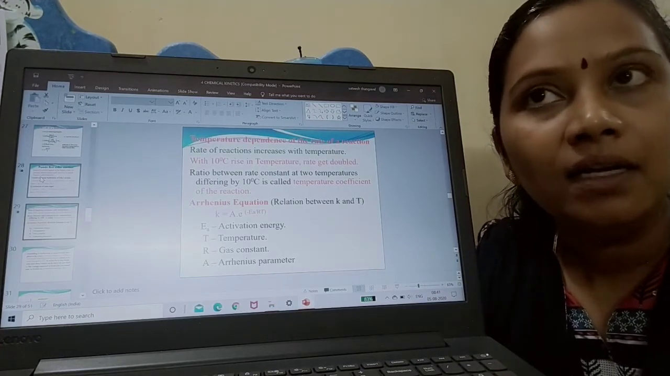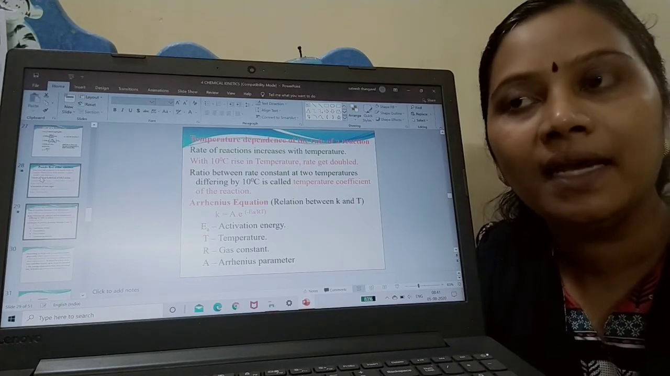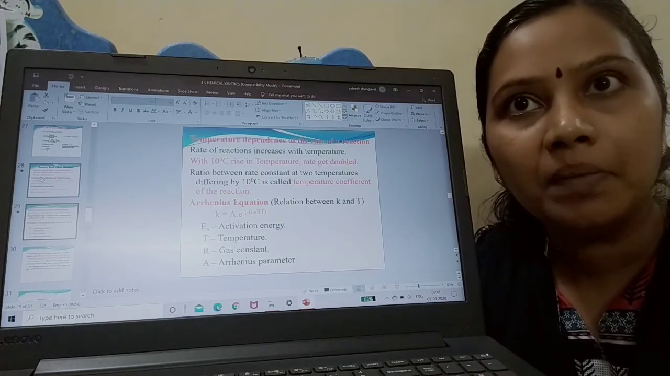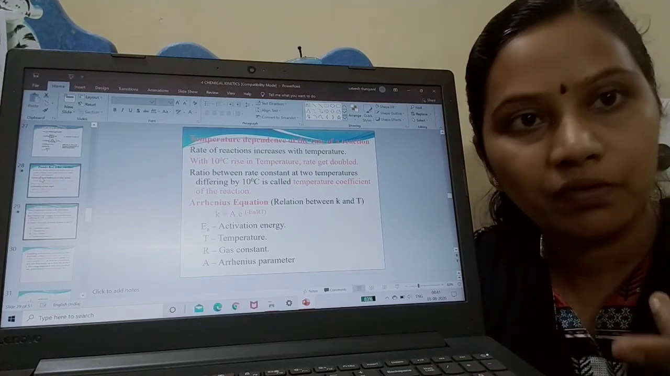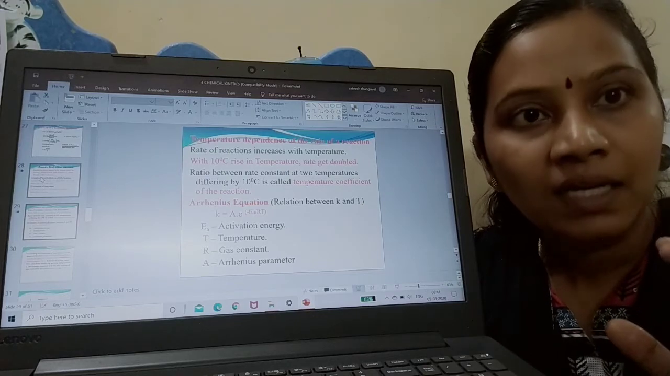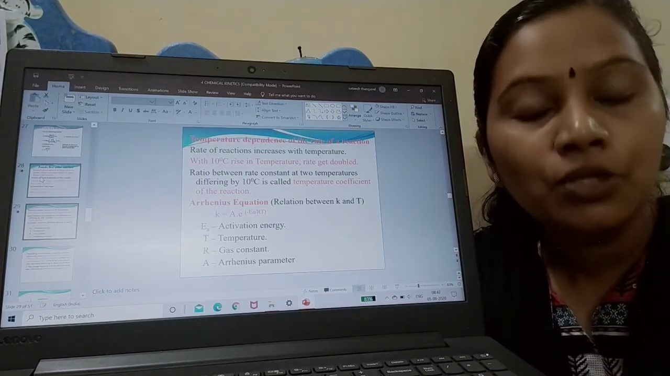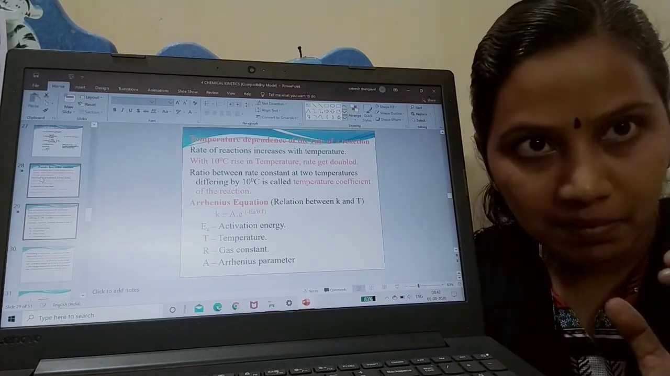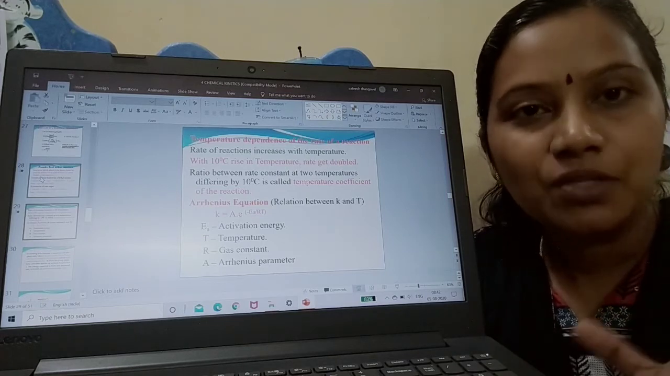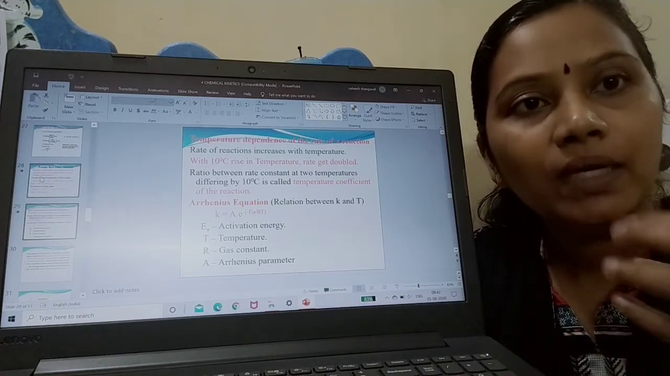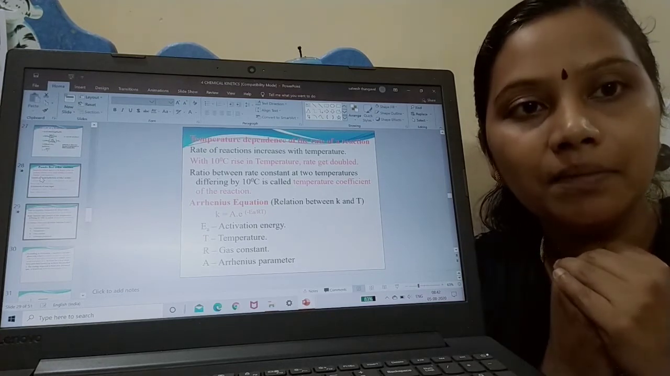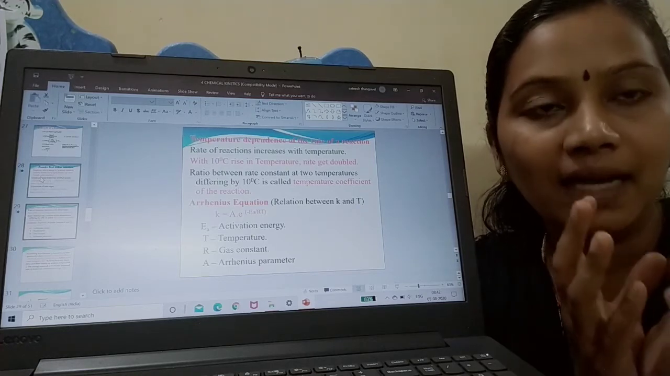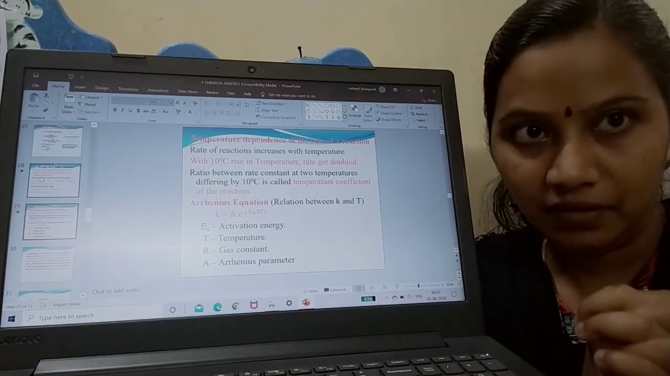See, under complex reactions, I told you a concept that a reaction takes place in several steps in order to get the final product. Not all reactions take place in a single step to give you product. There are reactions where your reactants combine to give you an intermediate compound. That intermediate compound is unstable, so it cannot exist for a long time. It immediately breaks down to give you the product. So the energy required to form that unstable compound is called activation energy.